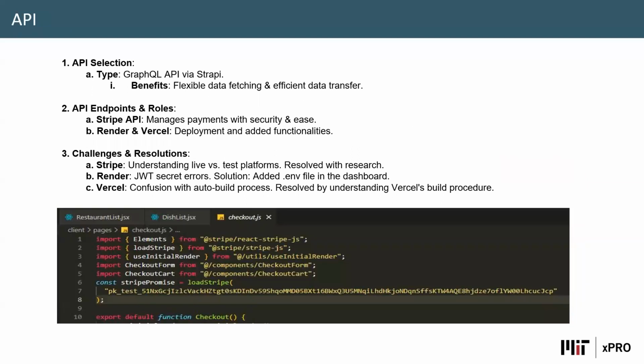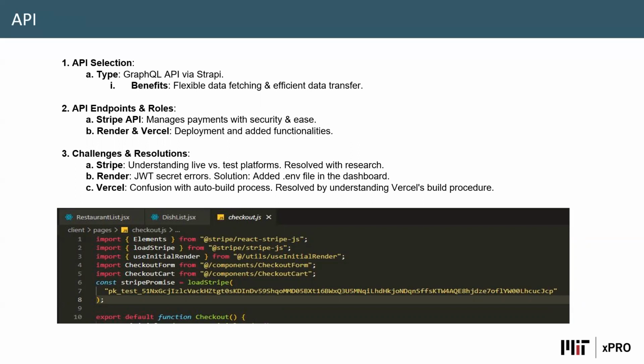On the API front, my choice was the GraphQL API with Strapi as the primary backend solution. Strapi combined with GraphQL offers a flexible approach to data fetching. It gives the power to specify what data the client receives, which ensures efficient data transfer.